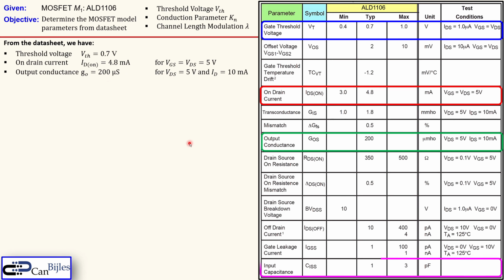The final one, which is important for our high frequency discussion, the frequency analysis, is the input capacitance in the last row. It is given as CISS, which is the input shorted form. In this case, the capacitance here is 1 pico typically, and can be 3 pico max. No test conditions are given. So I will write down that the input capacitance CISS is 1 picofarad. And this is an important parameter we will use later again in our high frequency analysis.